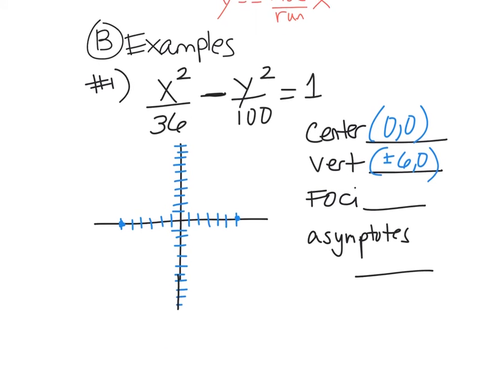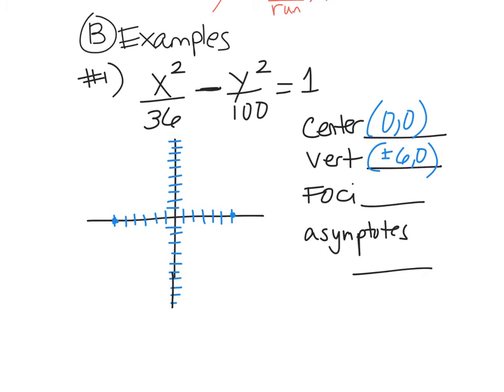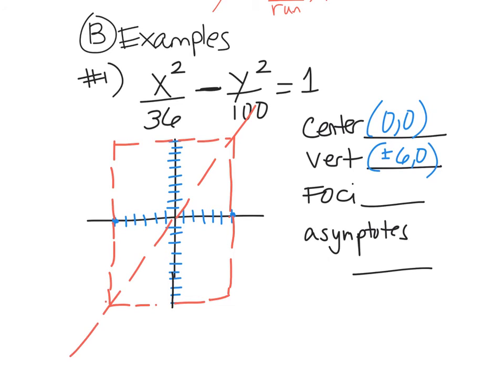Okay, so I'm going to graph this part in red just because it's not really part of it. But here's the rectangle that you need to draw. The rectangle goes through 6 and negative 6 on the x and through 10 and negative 10 on the y. Okay, you draw that. And then you can draw your asymptotes in. Here we go. There we go. Don't make them too thick. All right. Classic. Okay, and then we can draw our graph.